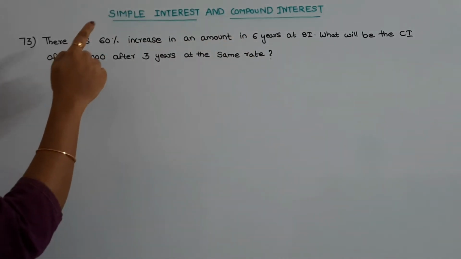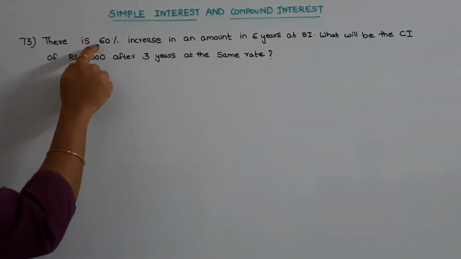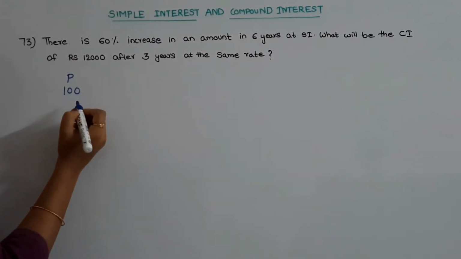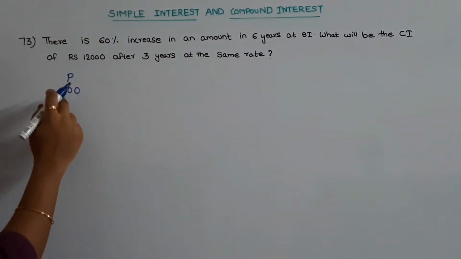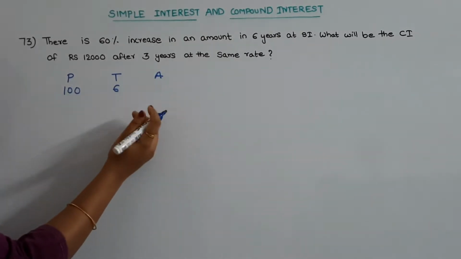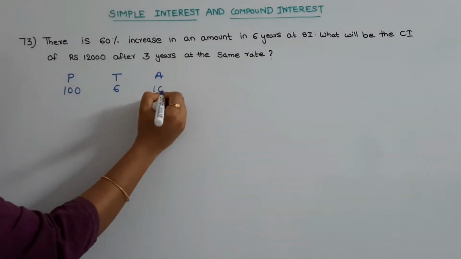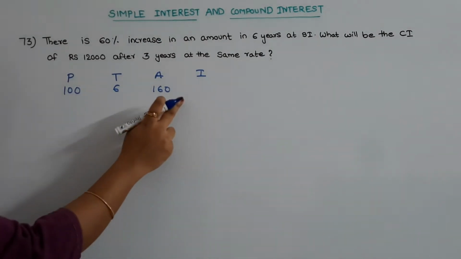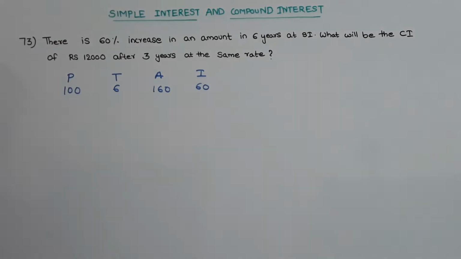So, they are telling that amount is 60% more than that of the principal. So, principal is not given, and since this is given in percentage, let us assume the principal as 100. And in 6 years, the amount is becoming 60% more than that of the principal. So, let us take the time period as 6 years. Then amount will be equal to 60% more than this value, which is 160. So, amount will be 160. Then what will be the interest? Interest will be equal to amount minus principal, that is 160 minus 100, that is 60.